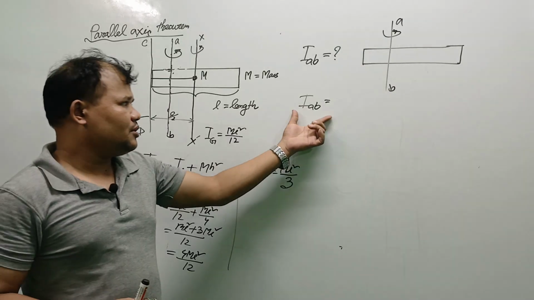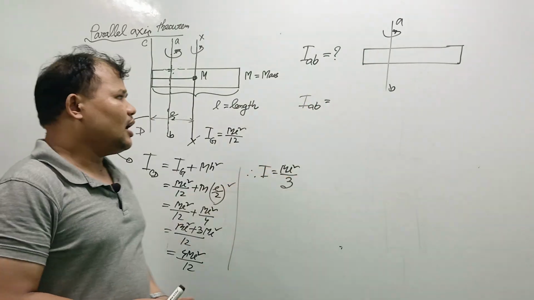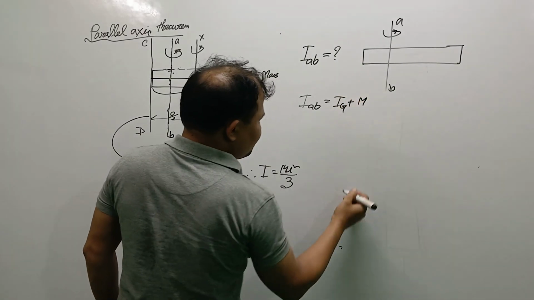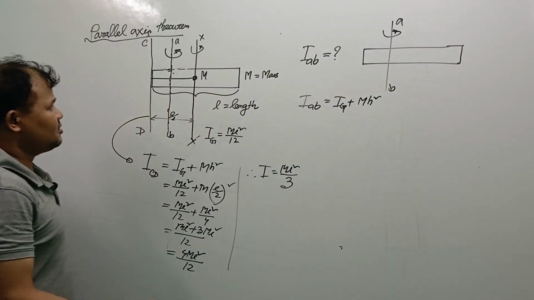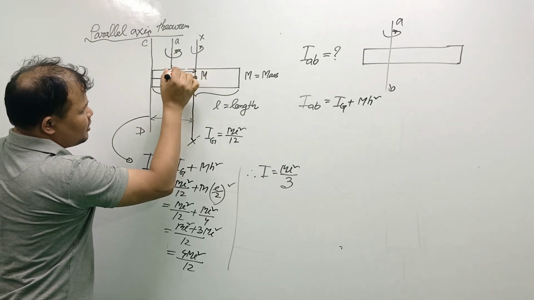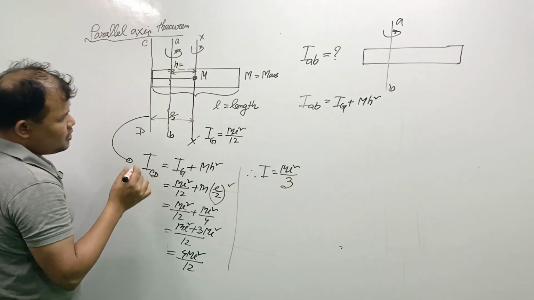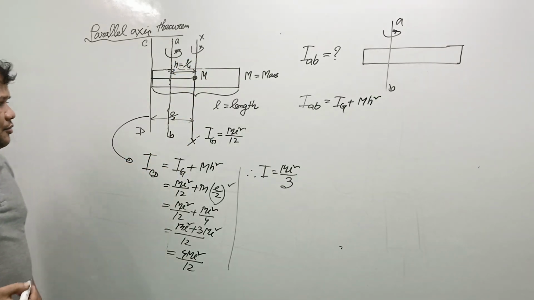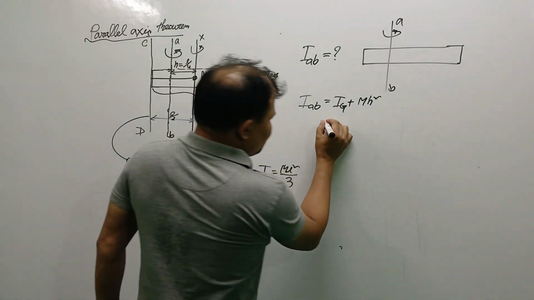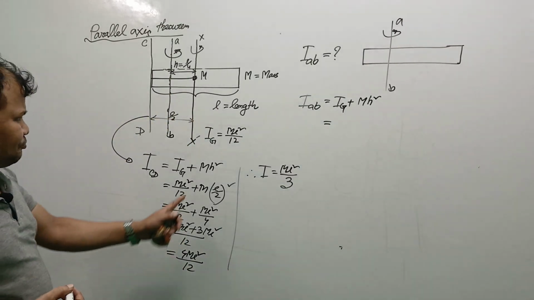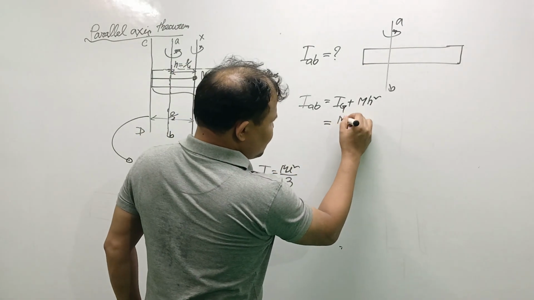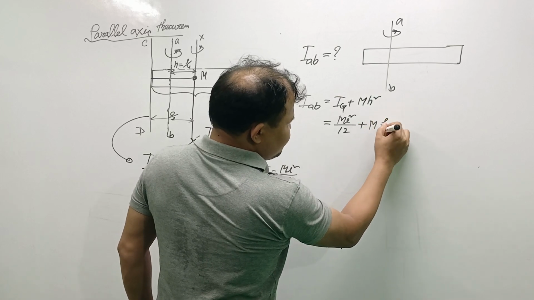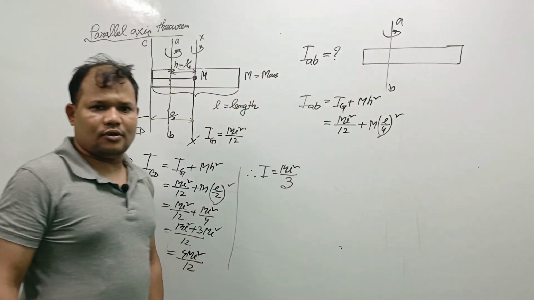Okay, because of that reason we write here I_AB. Our duty is, at first we write I_Z, then we write M H square. What is the value of H square? H is equal to, if this is L divided by 2, then this will be L divided by 4, half of L divided by 2. So we put here the value of I_Z, M L square divided by 12, plus M times (L divided by 4) whole square.